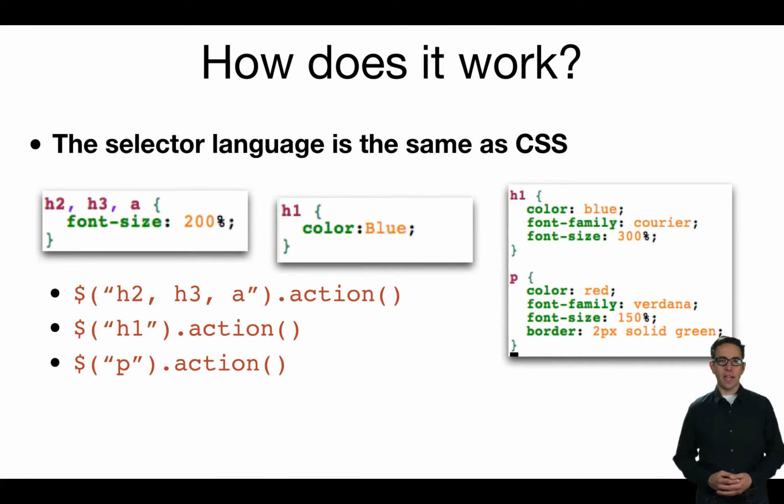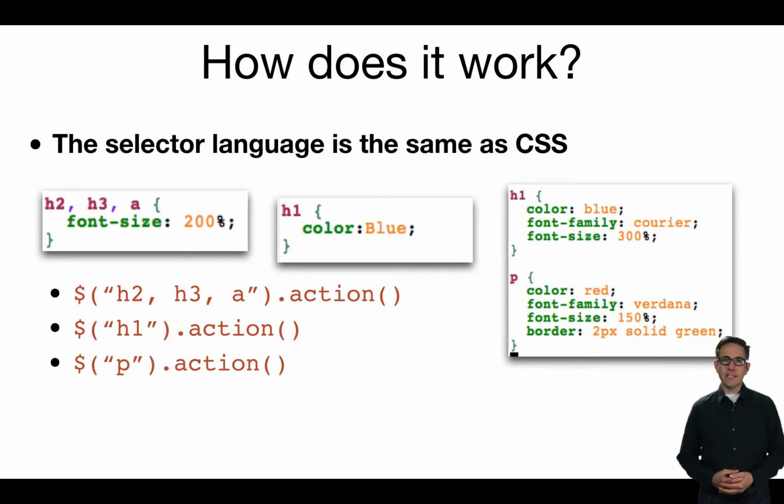One which applies to all the H1 elements, coloring it blue, giving it the Courier font family and a font size of 300%. And the other rule being applied to all P tags or all paragraphs, giving them the color red and the appropriate font and border. Again, I'm no graphic designer, but these are CSS rules that are valid.